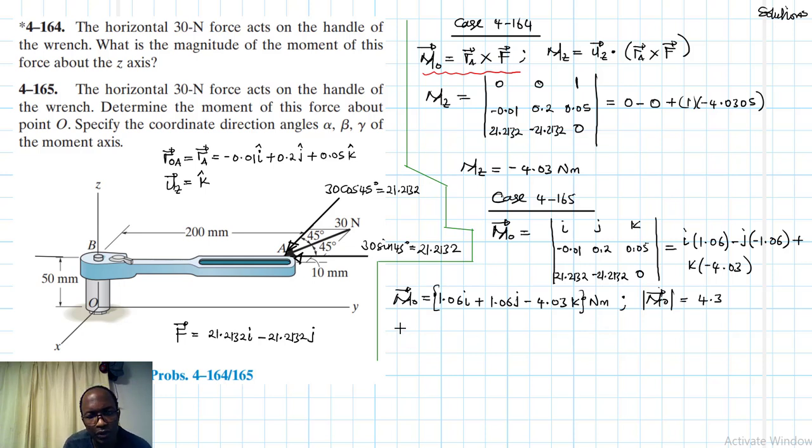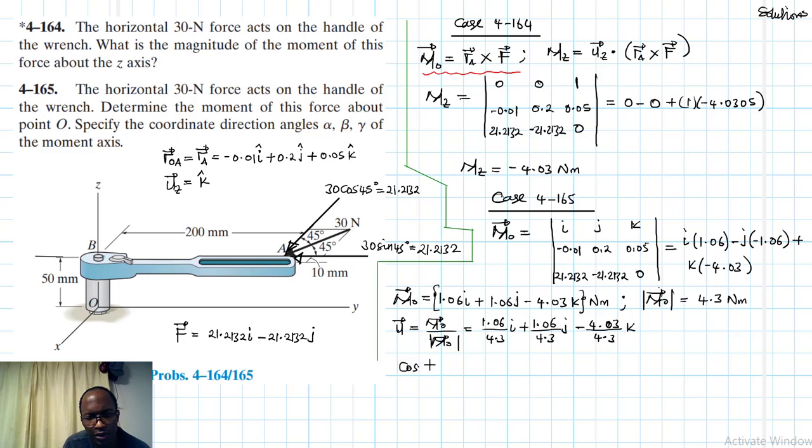Right, so the unit vector along this moment axis is going to be equal to the moment vector itself divided by its magnitude, which is just going to be equal to 1.06 divided by 4.3 I plus 1.06 divided by 4.3 J minus 4.03 divided by 4.3 K.